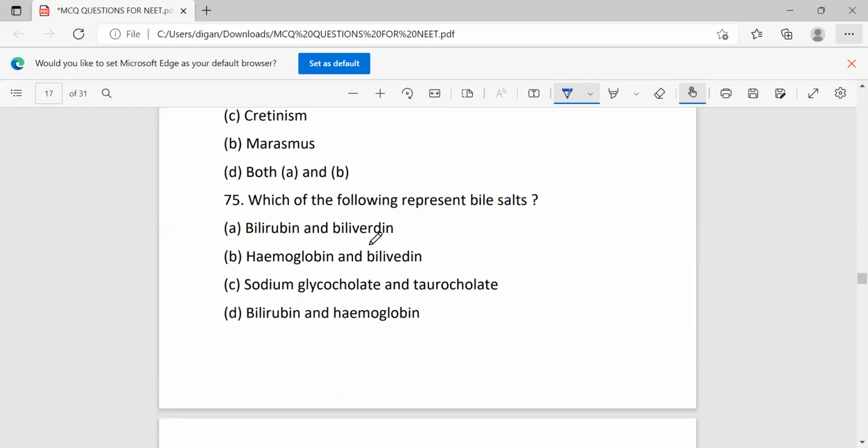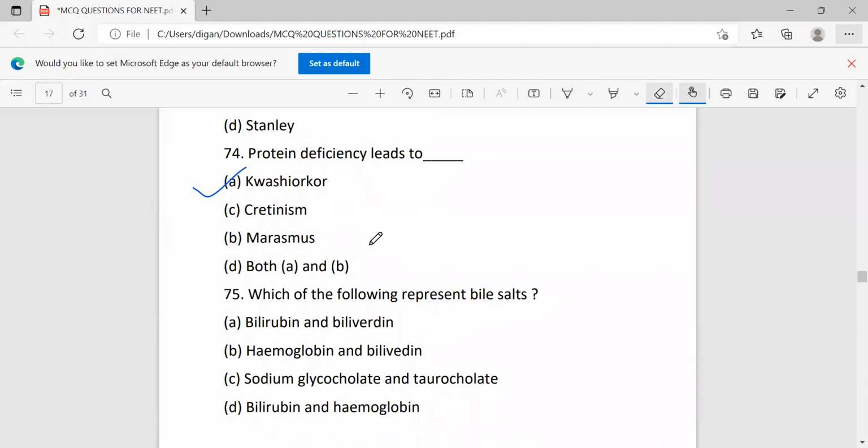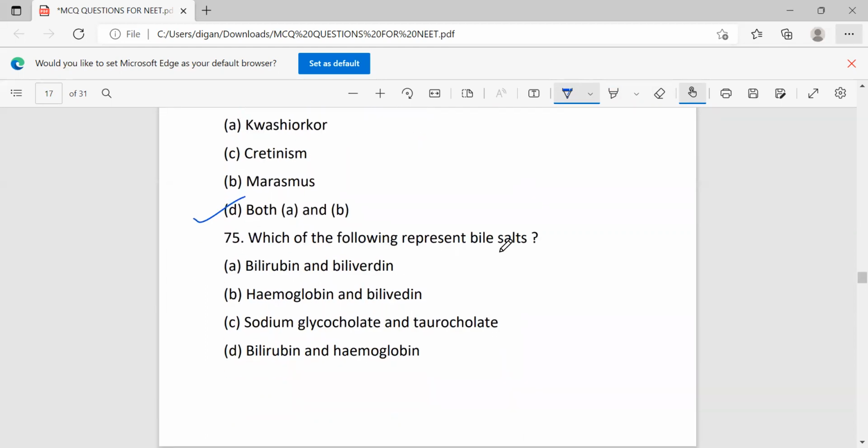Sorry, for this option A was also correct, option B also correct. So therefore here we have to write the correct option is option D, means both A and B are correct. Next question, which of the following represents the bile salt? And the correct option is option C.